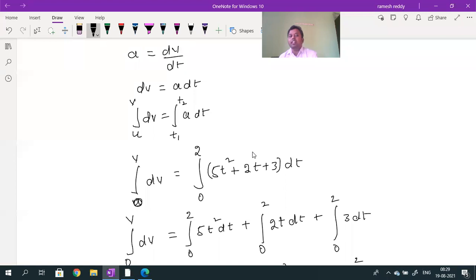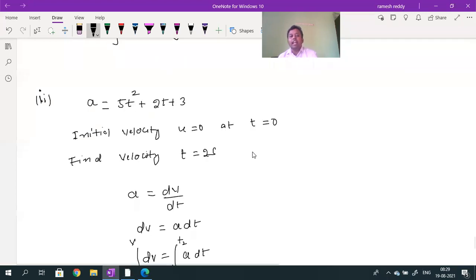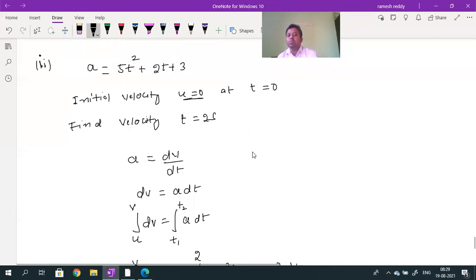How can we find the limits? From the given data. In the given data, initially time is 0, finally time is 2 seconds. Initially velocity is 0. So this is called the lower limit. Now which one do I want to calculate? The final velocity, which is the upper limit. You will come to know. Example for the indefinite integration, that also I will show you.